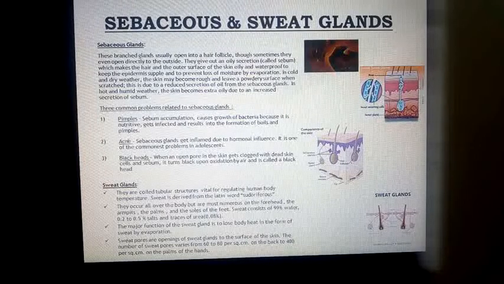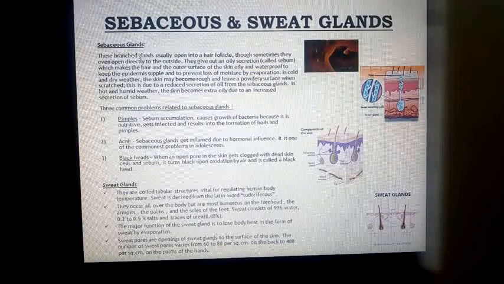So we should not much worry about that. Acne: sebaceous glands get inflamed due to the hormonal influence. It is one of the commonest problems in adolescents. So pimples and acne, we should not worry at all. Blackheads: when an open pore in the skin gets clogged with dead skin cells and sebum, it turns black upon oxidation by air and is called a blackhead.